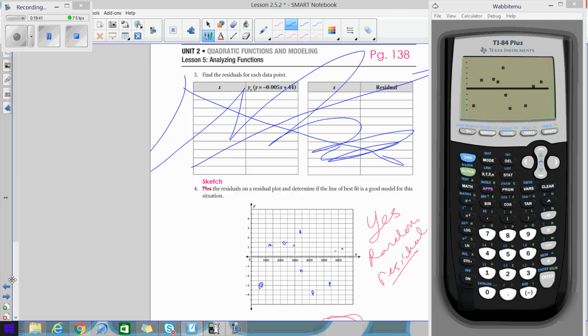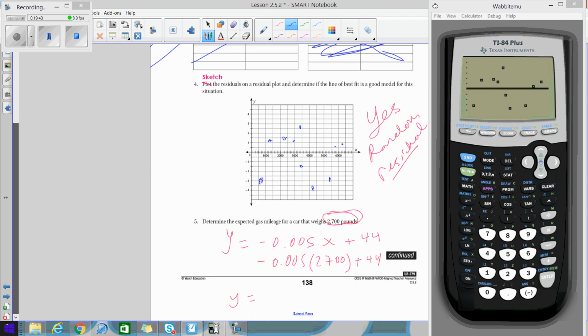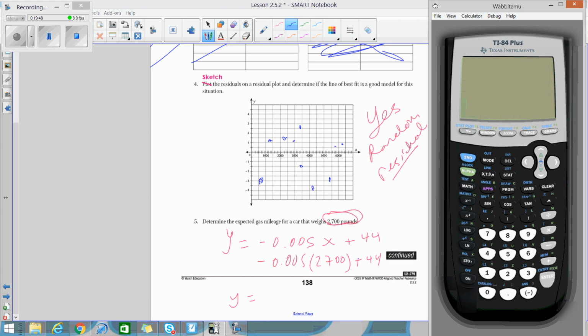Yep, we're good. So we're going to take our calculator, and we'll go second, quit, clear out of this, and we just go negative 0.005 parentheses 2,700 parenthesis, and now plus 44, hit enter. So to determine the expected gas mileage, it's going to be 30.5 miles per gallon. And there you go. So that's what you do.